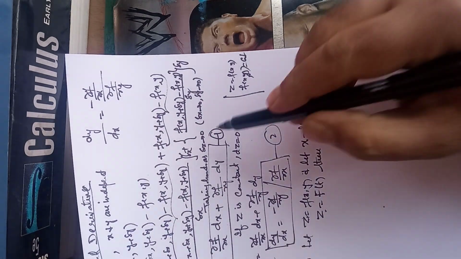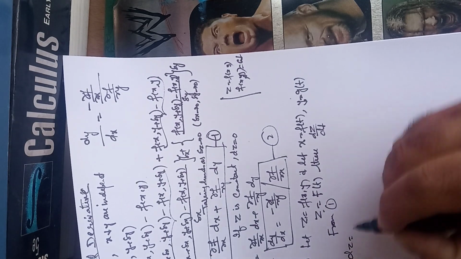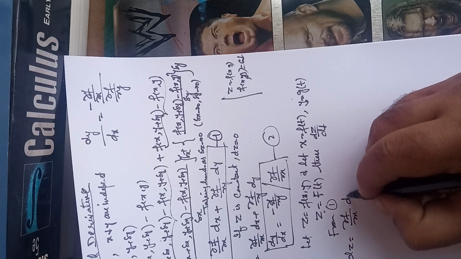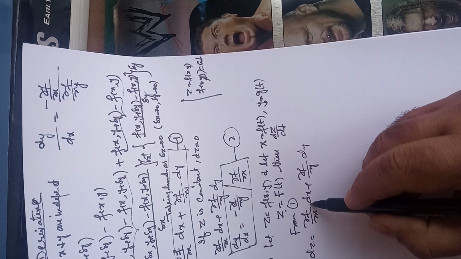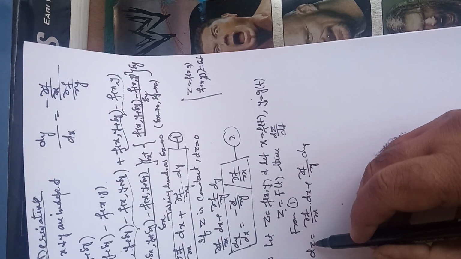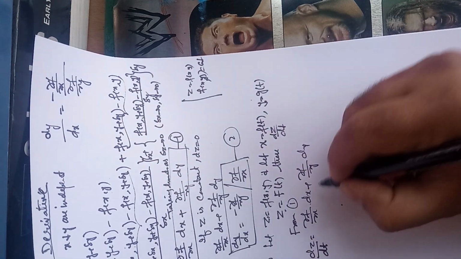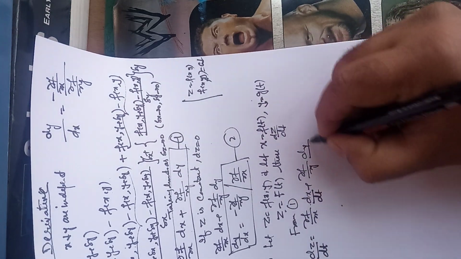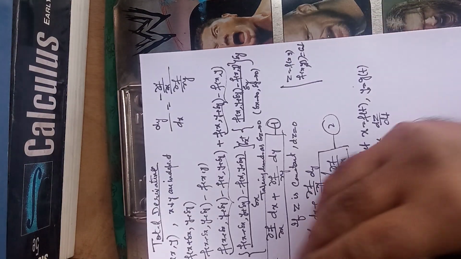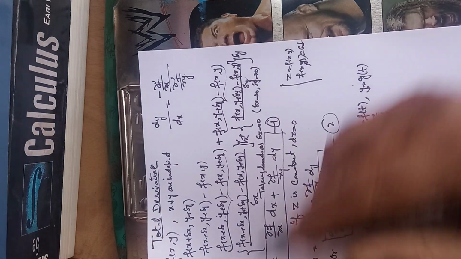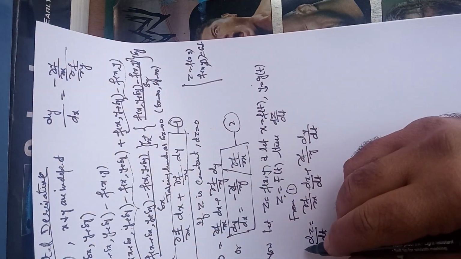So now from 1, dz is equal to del f by del x dx plus del f by del y dy. Now x is a function of t, y is a function of t, z is a function of t. Actually, I don't have to write it like this. I have to do it over here. Your z is a function of x and y. I have to divide both sides by delta t. Taking limits, I will get this thing.